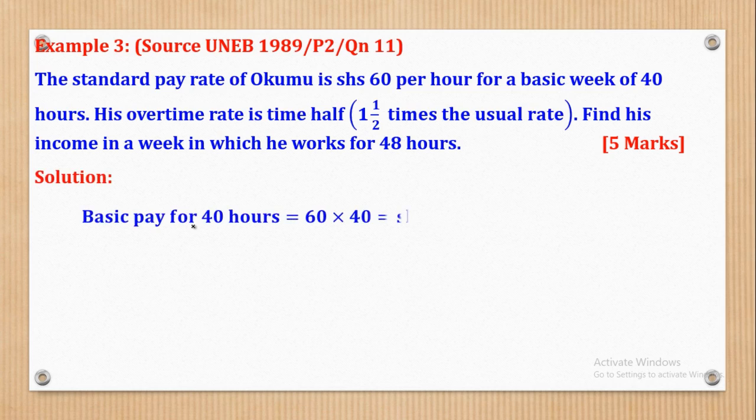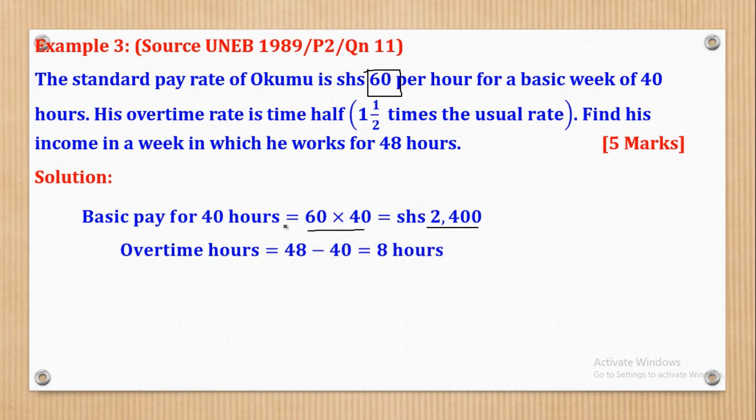So here we shall say that the basic pay for 40 hours will be, remember we said they told us the amount is 60 per hour, so 60 times 40 you'll come up with shillings 2,400 as the basic pay for 40 hours. Then next we have to calculate the overtime.